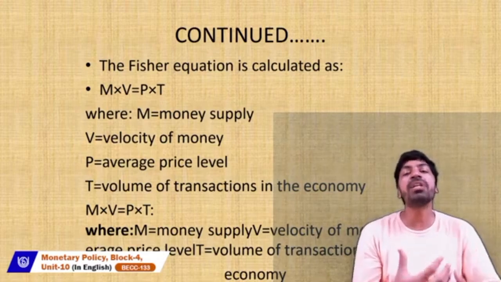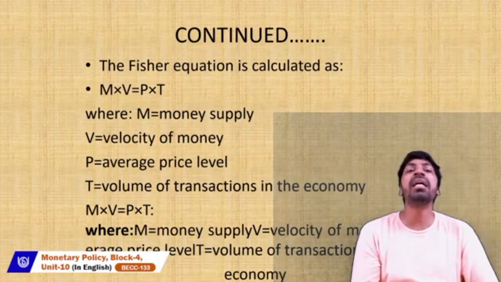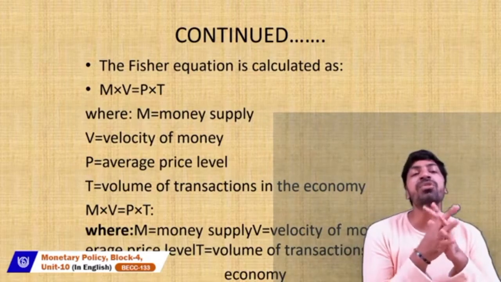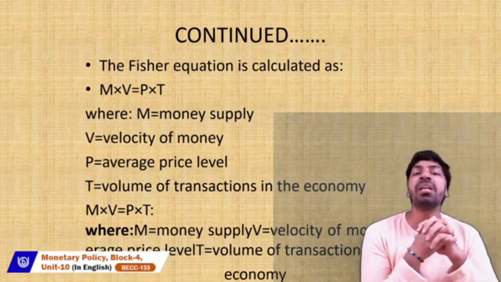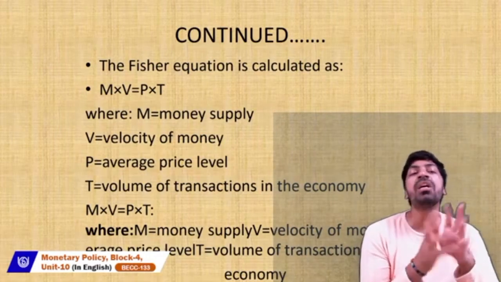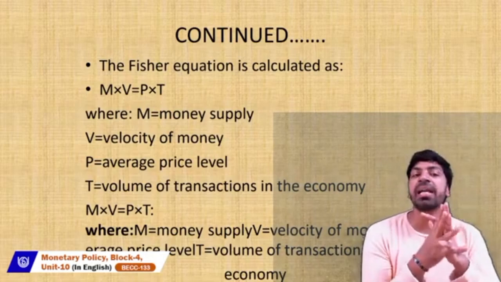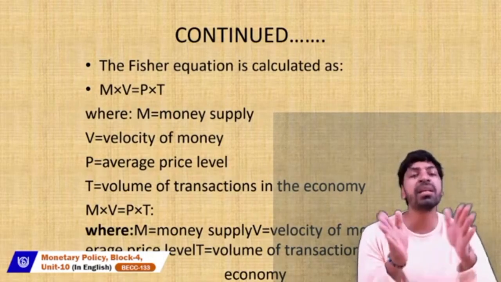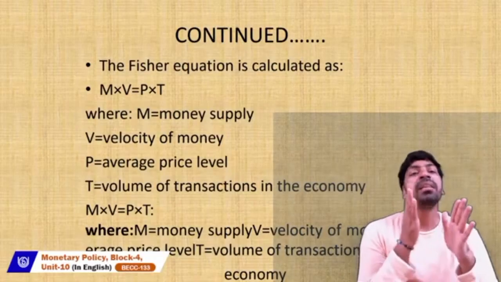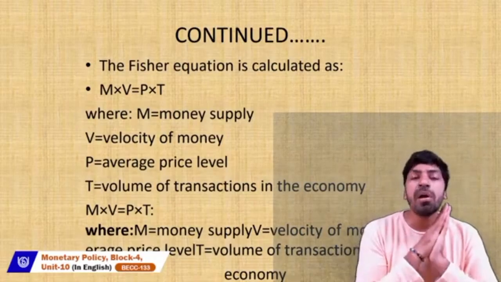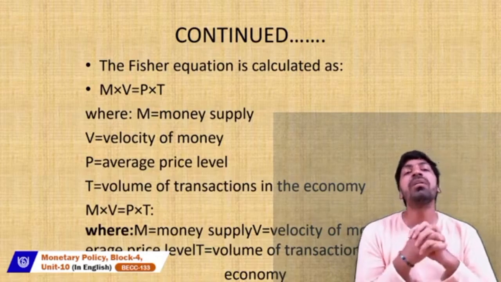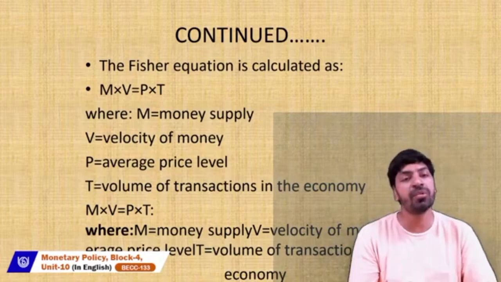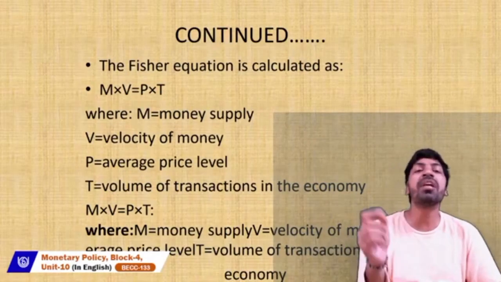And how much the transaction would be used in the economy. So MV, that means money supply and velocity, that is the quantity of money, would be on the left side, and the price level and the volume of transactions in the economy would be on the right side. If both are equal, that is exactly called the quantity theory of money according to Fisher. Fisher is an economist who developed this theory, which in other words is called the Fisherian theory.